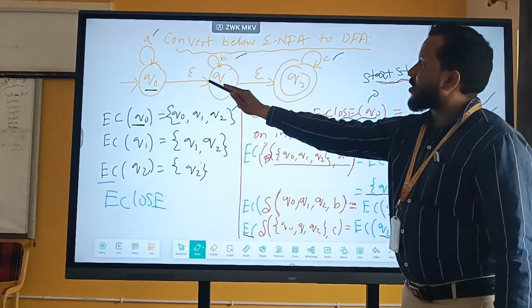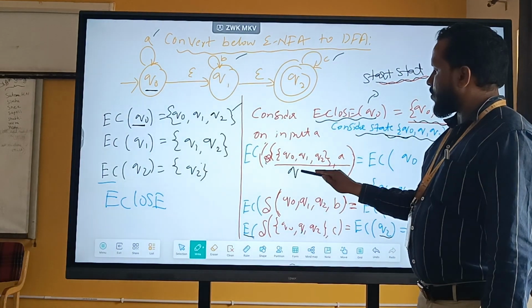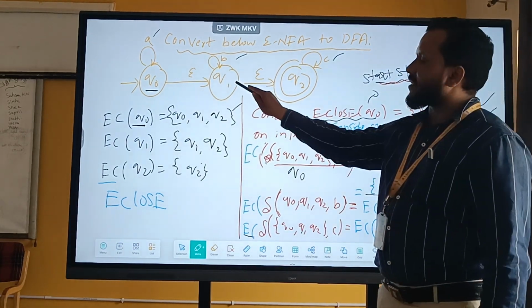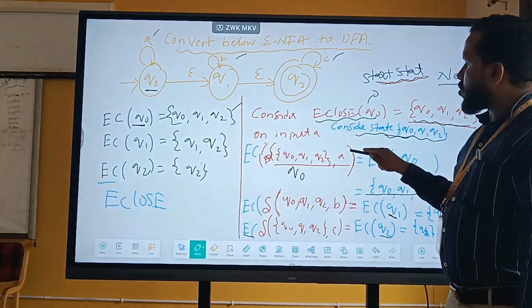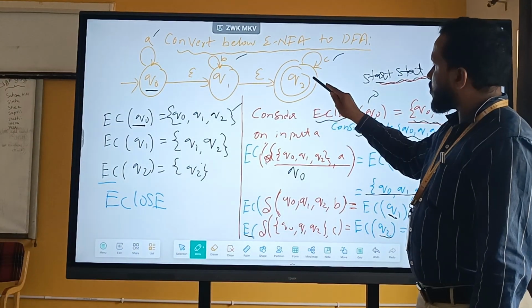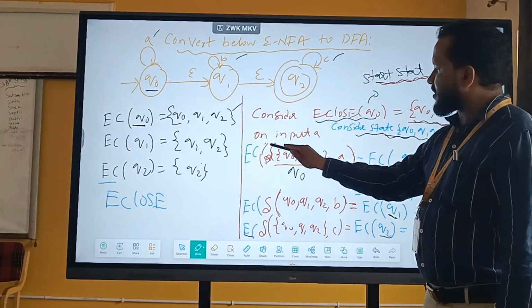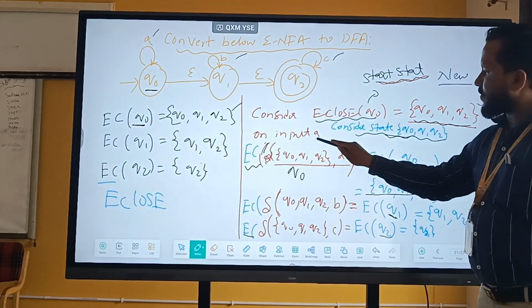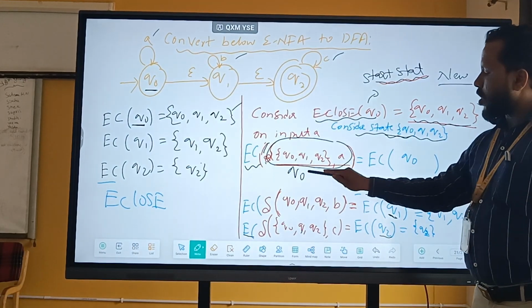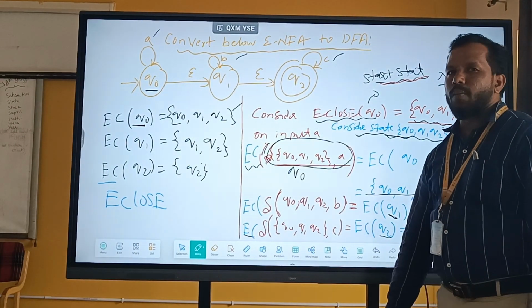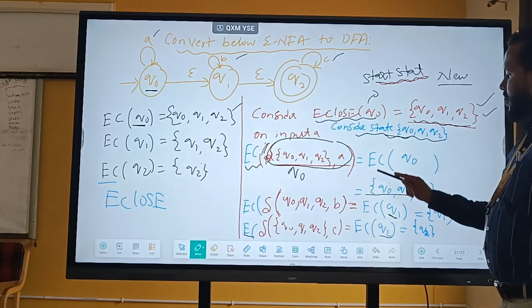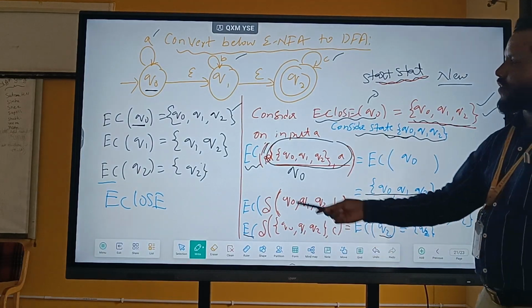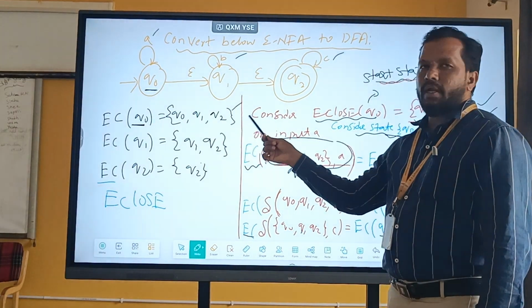Q naught on A, what is the output we'll get? Q naught, right? Q1 on A, do we have any transition? No transition. Q2 on A, do we have any transition? No transition. So the output of this is only Q naught. We need to apply the epsilon closure on this Q naught. What is the epsilon closure of Q naught? We have already found it: Q naught, Q1 and Q2.